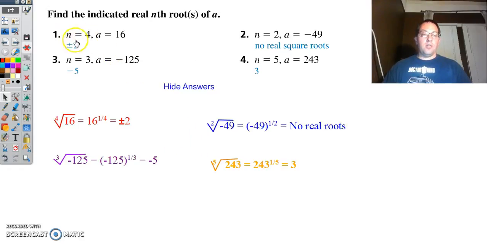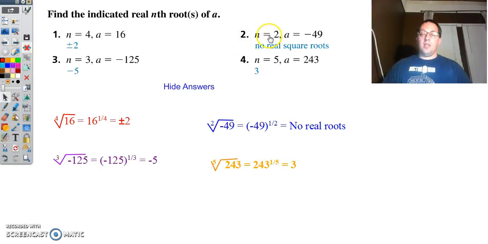And here's the work for that. So on number 1, we see n is even, so we could have a no solution there, except a is positive, so it's okay. We are going to have a solution, and not only will we have one solution, we're actually going to have two solutions, right? Positive or negative, because 2 to the 4th is 16. Negative 2 to the 4th is also positive 16. So that's positive or negative 2.